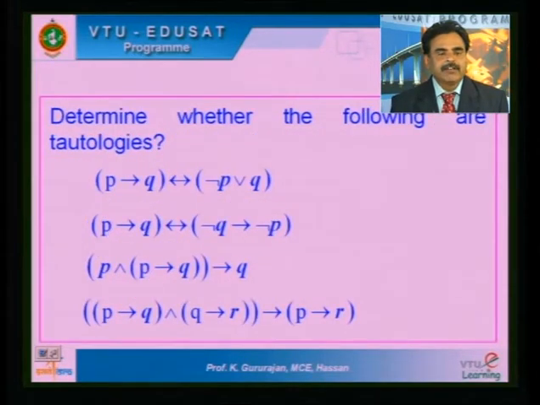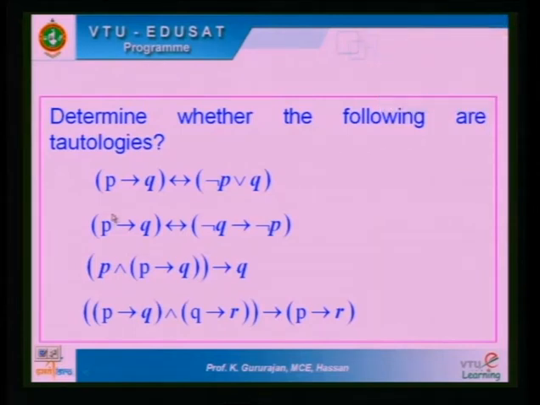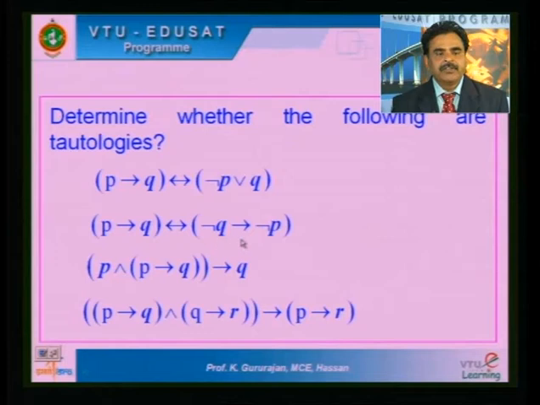Now, I would like you to take this down. Determine whether the following are tautologies. P implies Q is equivalent to negation P or Q. P implies Q biconditional negation Q implying negation P. P and (P implying Q) implying Q. So, we shall try to construct the truth tables of these formulas, and we shall try to find out whether these are tautologies or not.